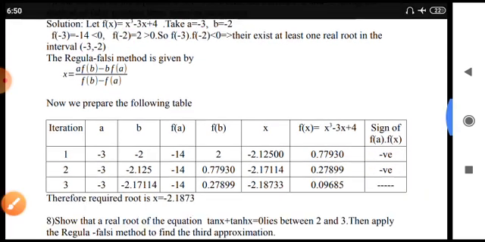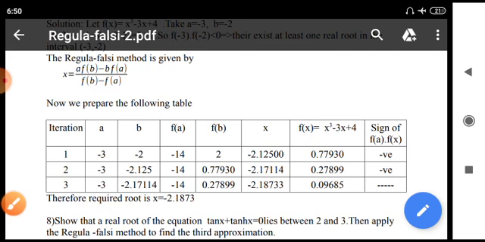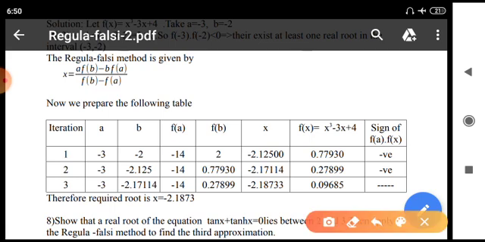Same table. First iteration, a is minus 3, b is minus 2, f of a is minus 14, f of b is 2. So we will get the x value as minus 2.125, f of x as plus 0.7793. So students, here the sign of f of x is positive, because f of a is negative, f of x is positive, so the product is negative. If the product is negative, we have to write the x value under the column b.